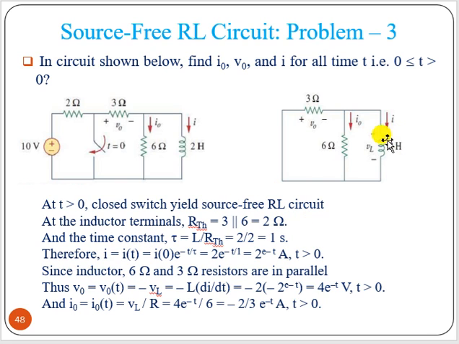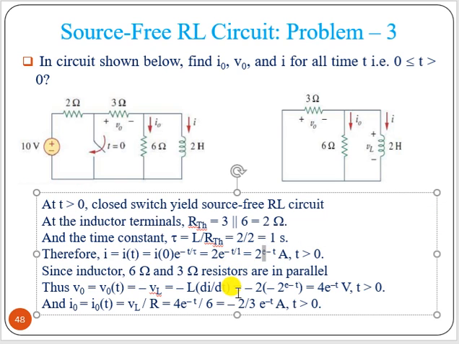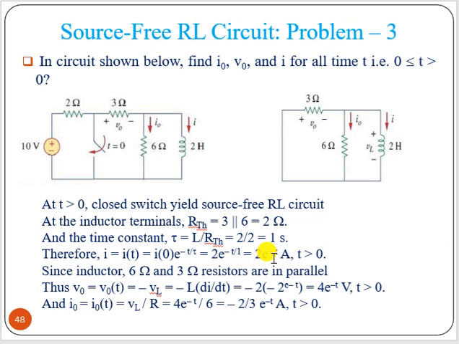So tau equals L by RTH. L is 2 Henry, so tau is 1 second. I0 value already you know, that is 2 ampere. So 2 into e to the power minus t by 1. Okay. So that is 2 e to the power minus t. L by R equals 1.